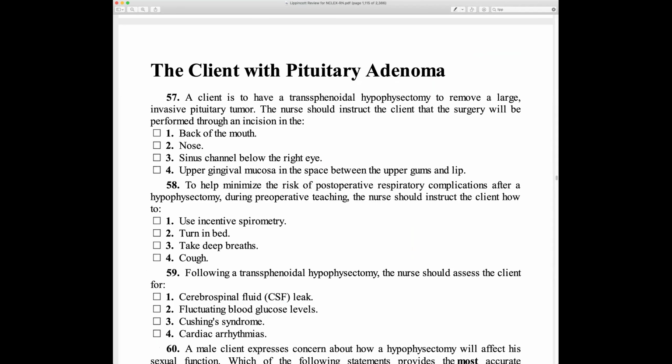Question 58. To help minimize the risk of postoperative respiratory complications after a hypophysectomy, during preoperative teaching, the nurse should instruct the client how to, what would you choose if this was the NCLEX?